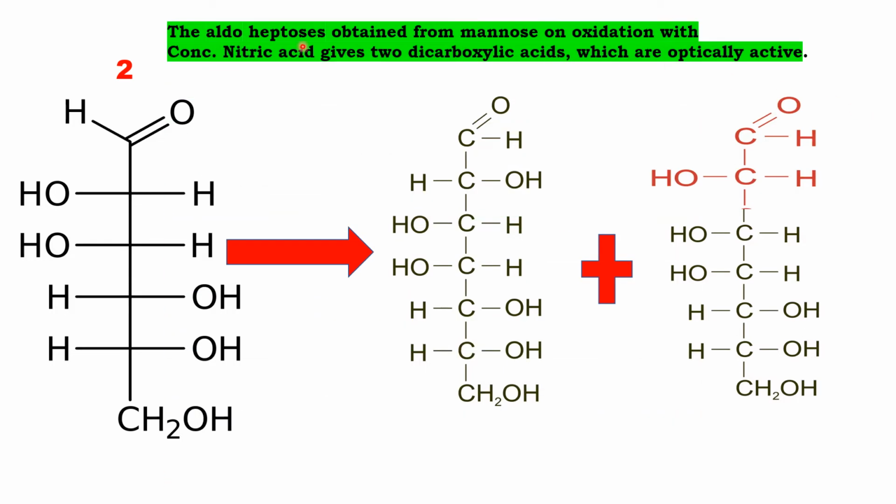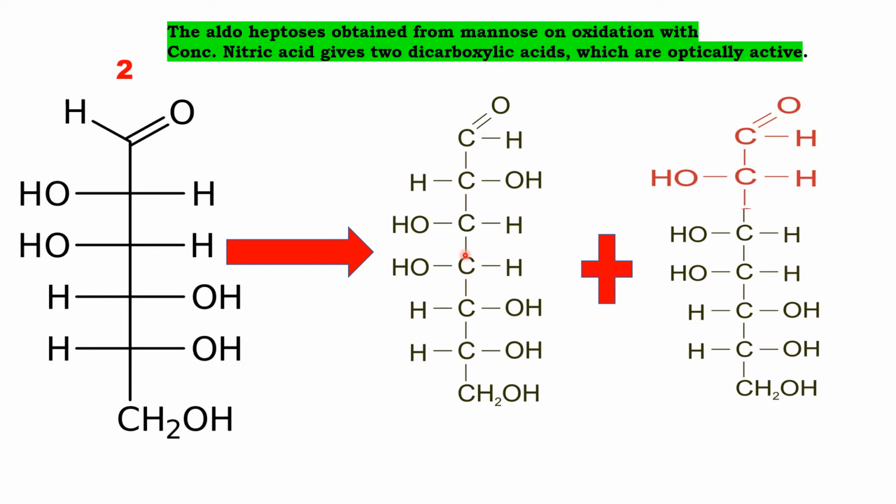Now we know the aldoheptoses obtained from mannose on oxidation with concentrated nitric acid give 2 dicarboxylic acids. See, this CHO group is converted to COOH group, here also COOH group. Similarly, here also COOH group and here also it is COOH group. So these 2 dicarboxylic acids I am taking, and we have to check about the optical activity.